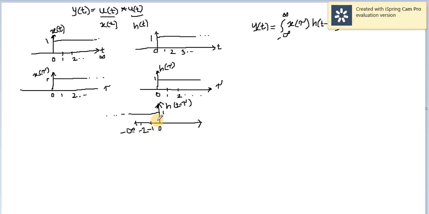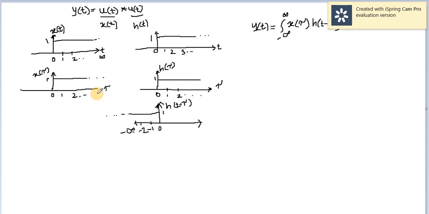Now, let's move this h of t minus tau, because if we keep both the signals fixed, then there will not be a multiplication and the process of convolution will not be understood. So x of tau is fixed. This is our fixed signal. We are not going to move this. It's going to be from 0 to infinity itself.